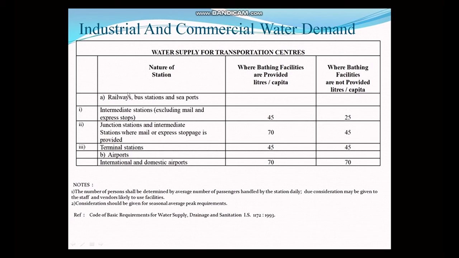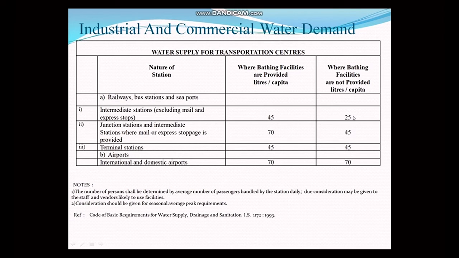Here, specifically, the water demand for various transportation centers has been discussed, as transportation centers are important commercial institutions. Here, the transportation centers are categorized into two different sectors. The first one is railways, bus stations and seaports, and the second one is airports. The first one, that is the railways, bus stations and seaports, is further categorized into three different types. The first type is intermediate stations, excluding mail and express stops.